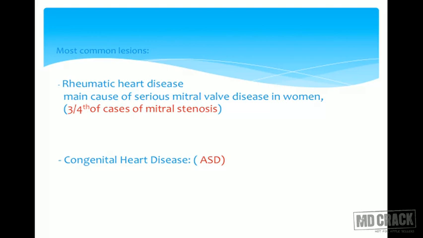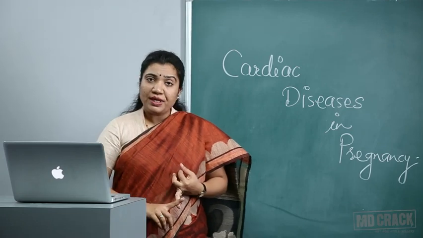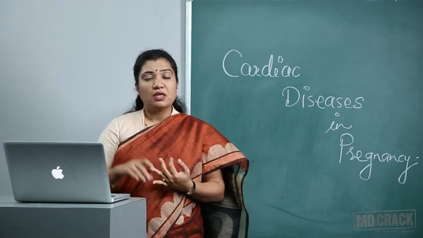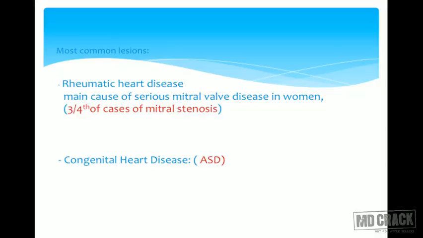Let's give weightage to the diseases which are most commonly seen. Rheumatic heart disease is the main cause of serious mitral valve disease in women. Almost three-fourths of cases of mitral stenosis are because of rheumatic disease. So we should all know penicillin prophylaxis and the care to be taken during rheumatic heart disease. We should be well versed with this disorder. The most common congenital heart disease seen is ASD.